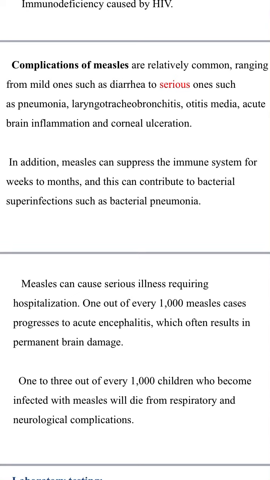Measles can cause serious illness requiring hospitalization. 1 out of every 1,000 measles cases progresses to acute encephalitis, which often results in permanent brain damage. 1 to 3 out of every 1,000 children who become infected with measles will die from respiratory and neurological complications.